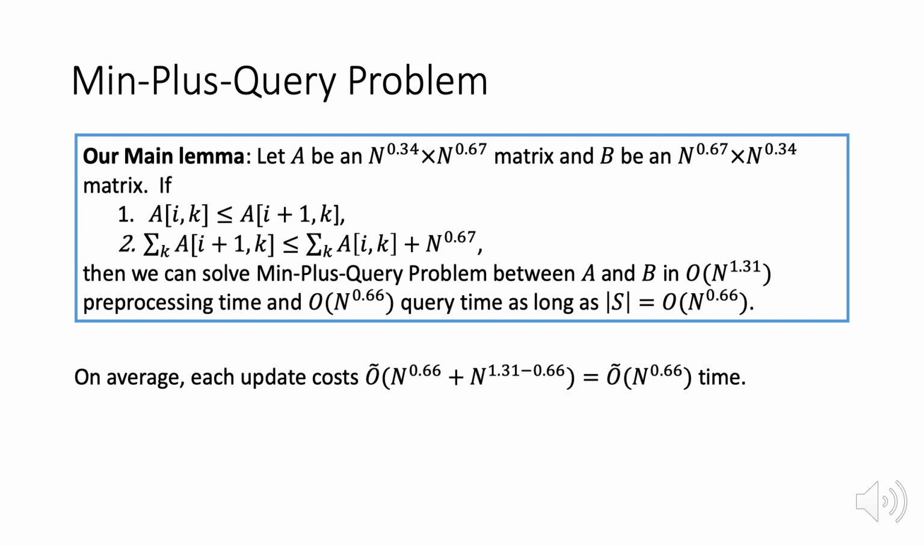On average, we redo the initialization phase after every n to the 0.66 updates. So on average, each update only takes less than n to the 0.66 time. And therefore, using this lemma, we get an amortized time algorithm that runs in O tilde n to the 0.66 time. There are existing techniques that improve such algorithms with amortized runtime to worst-case running time.